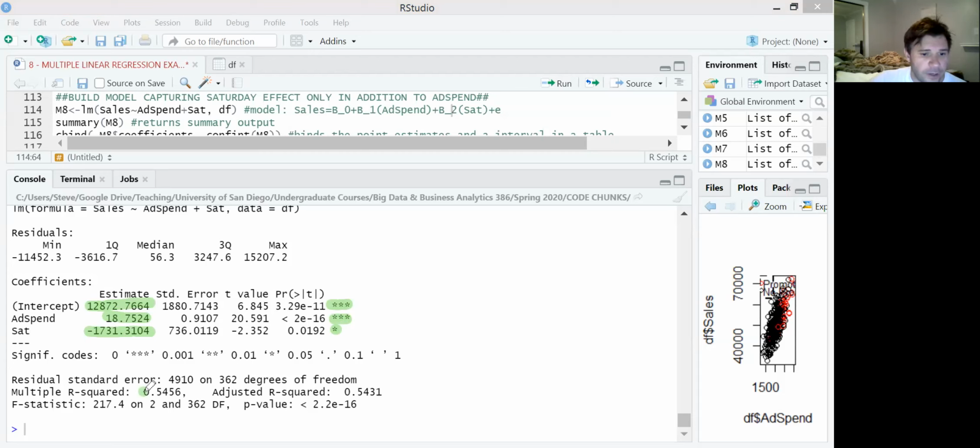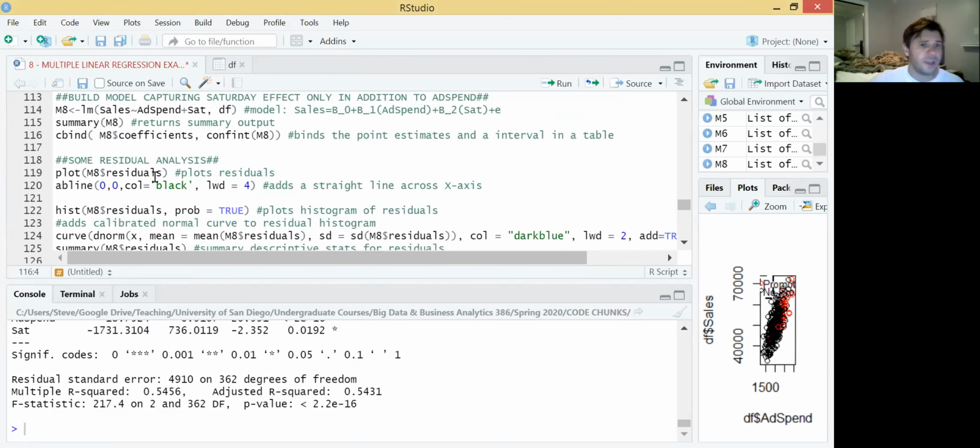Okay, here is our R-squared. So this model is capable of explaining about 55% of the variation in sales from day to day by controlling for ad spending and whether or not it is Saturday. And here is our adjusted R-squared, and we note the model is jointly significant. So this looks like a pretty good model here in terms of at least significance and fitting the data reasonably compared to some of the alternatives we've looked at.